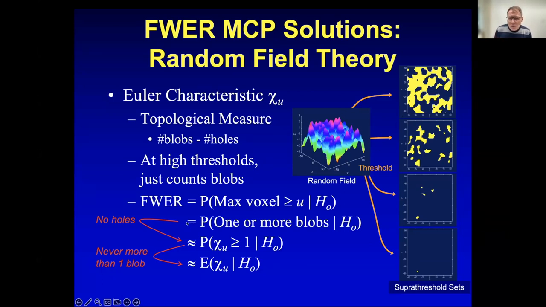So why is this useful? Well, the family-wise error rate is the probability of getting one or more blobs when there's nothing going on. That's what's going on here. And so what is the event of getting one or more blobs?